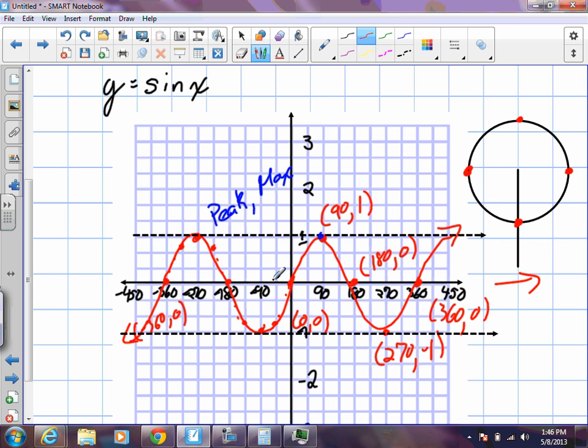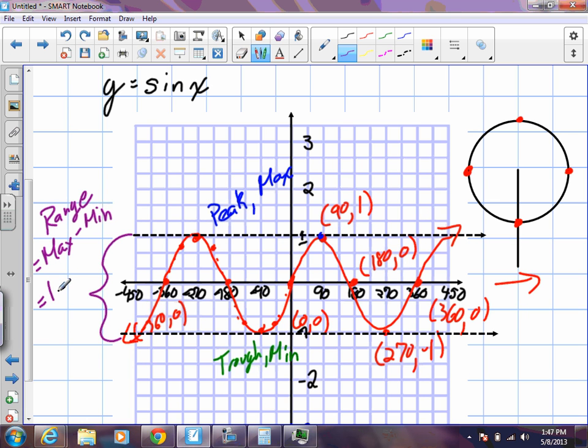Negative 1, right? And this is known as a trough or a minimum value. Now let's say we want to talk about the range of this function. So how high and how low does it go? For range, our formula is our max minus our minimum. Our max is 1, and we subtract our minimum, which is negative 1. What do we get? 2.